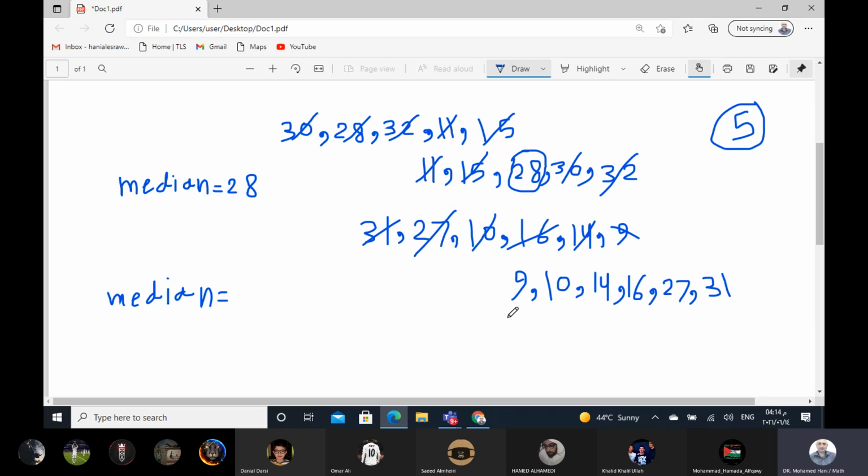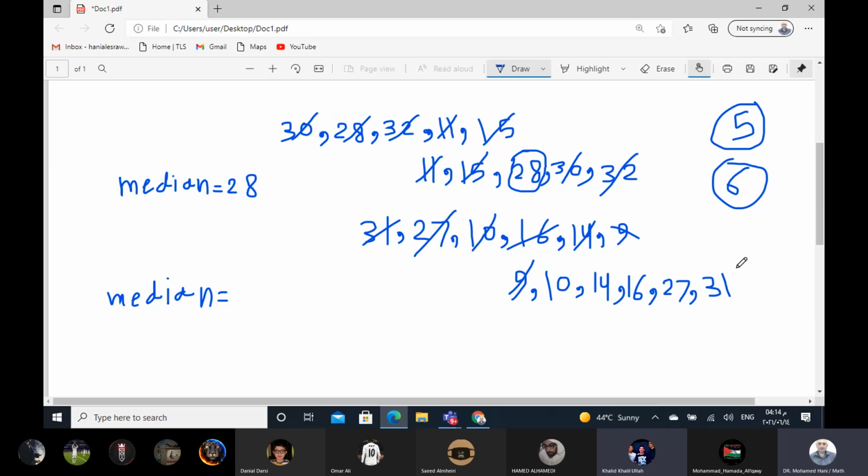Then count the numbers: 1, 2, 3, 4, 5, 6. Is 6 odd or even? Even. When you have an even amount of numbers inside this data, take the two values in the middle. How to get them: 14 and 16.